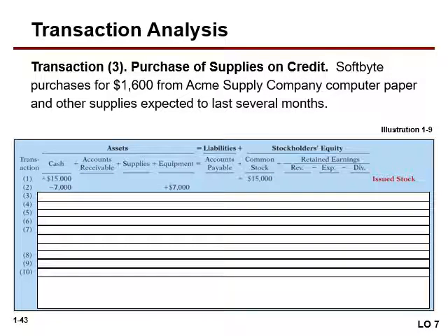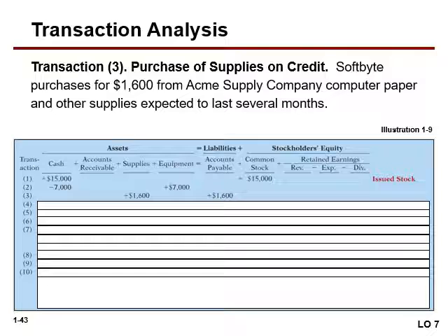Transaction number 3, purchase of supplies on credit. What is the meaning of on credit? The meaning of on credit is on account. SoftBite purchases for 1,600 from ASME Supply Company computer paper and other supplies expected to last several months. This transaction is called purchase on credit. Any purchase on credit will create accounts payable, which is one kind of liability.